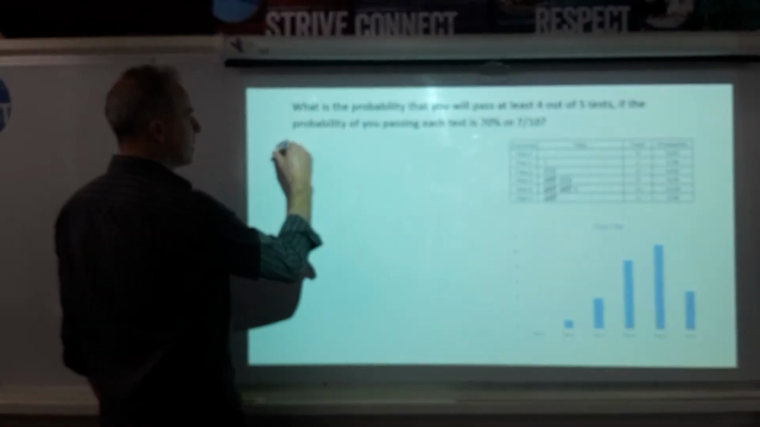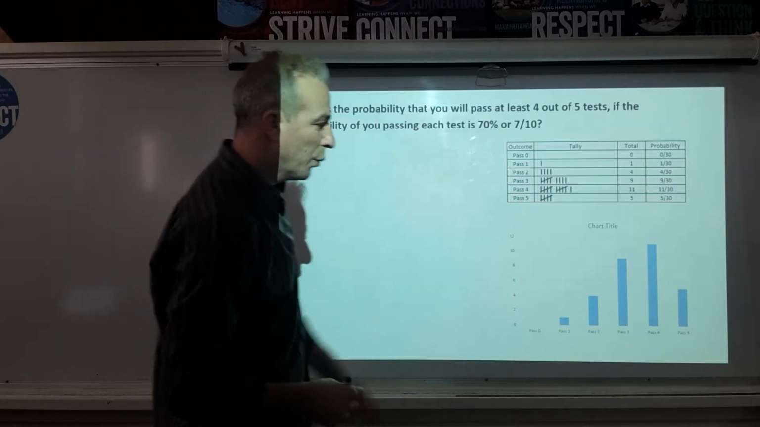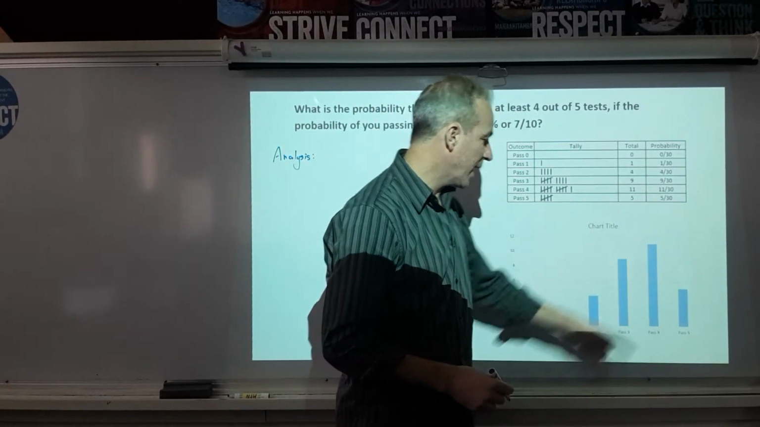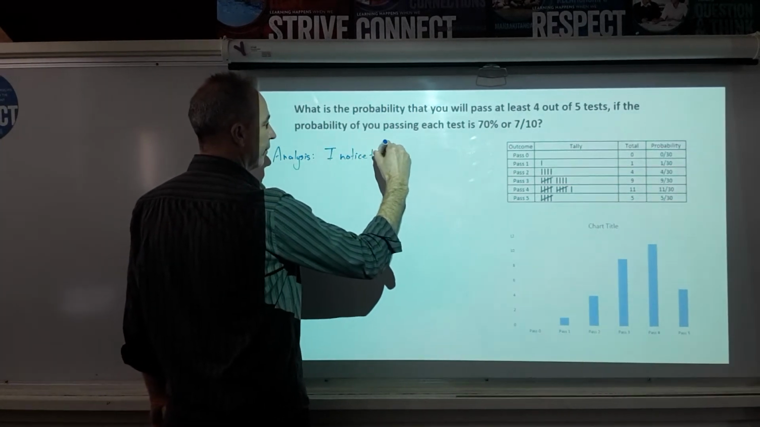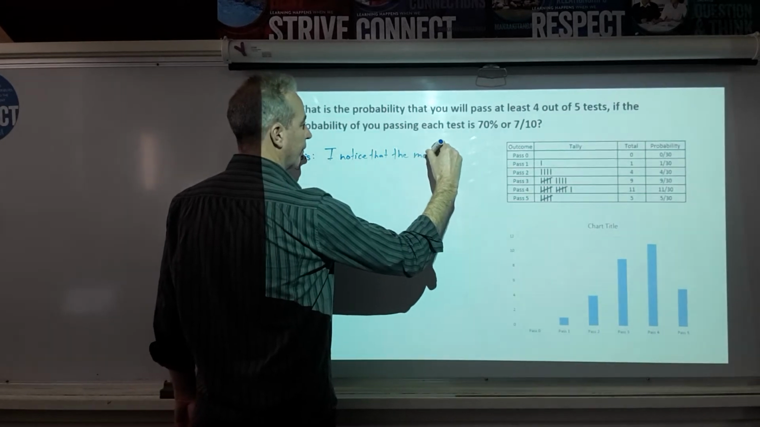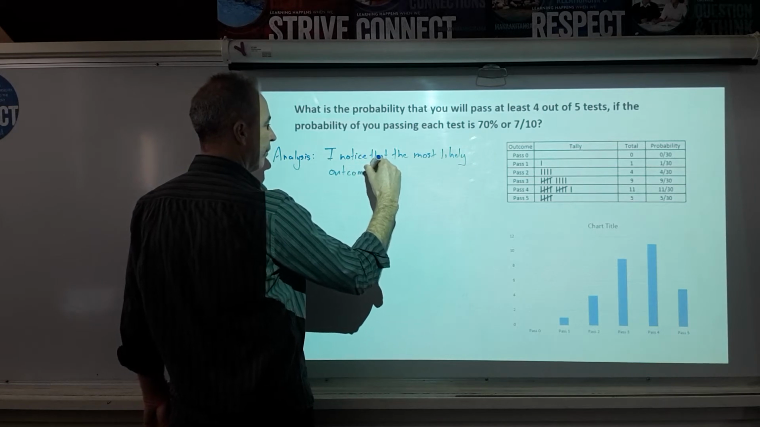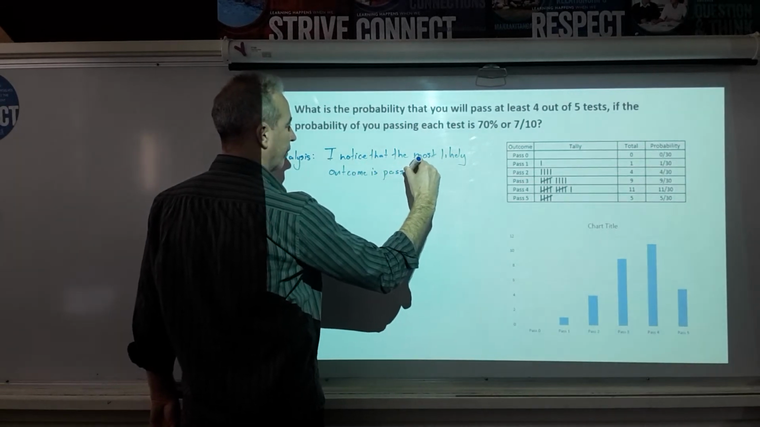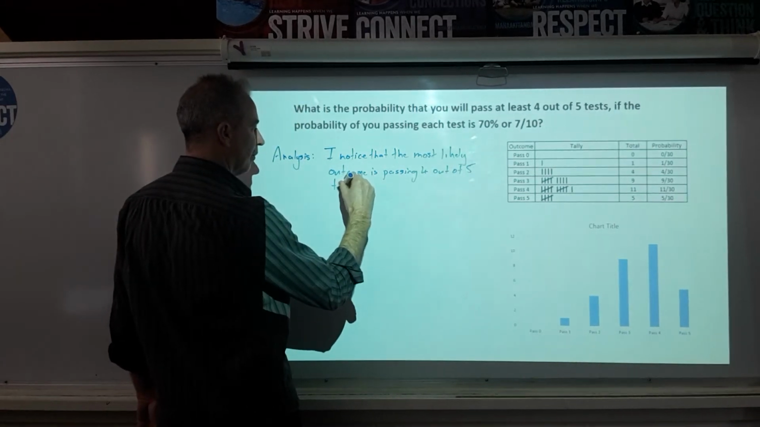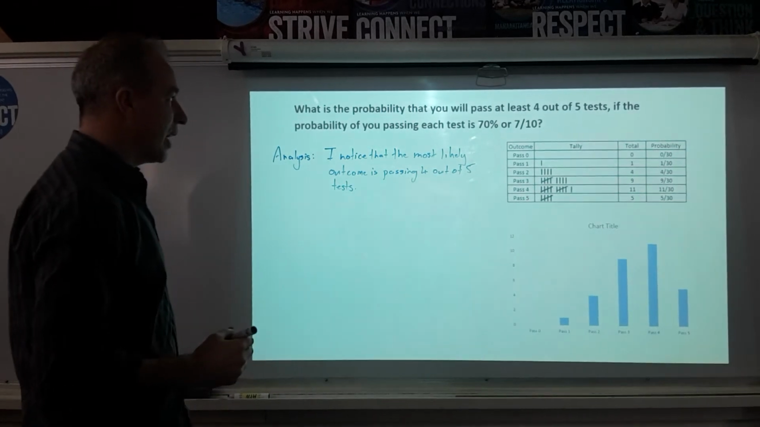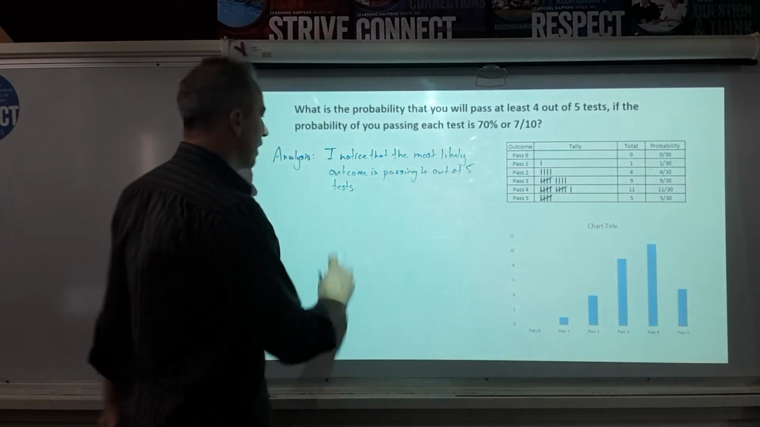So, for the analysis, say I notice which is the most likely outcome. And the most likely outcome is going to be passing 4. So I noticed that the most likely outcome is passing 4 out of 5 tests, and it would be quite good to say what that is. In this case, it will be 11 out of 30.